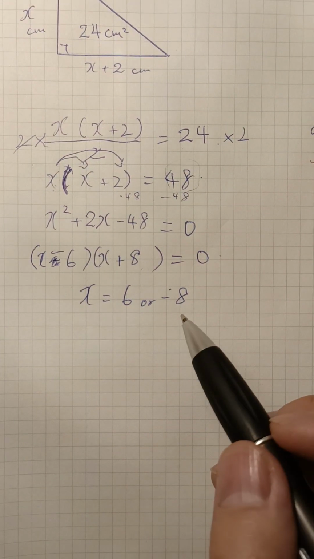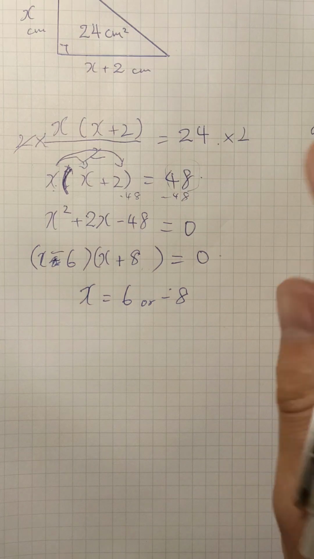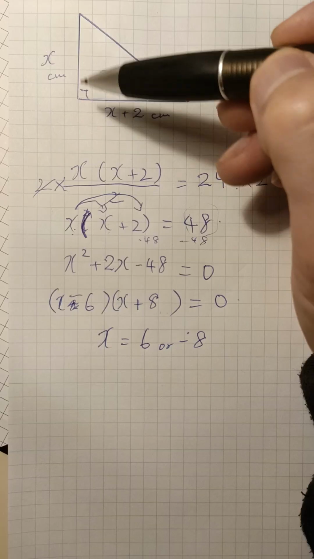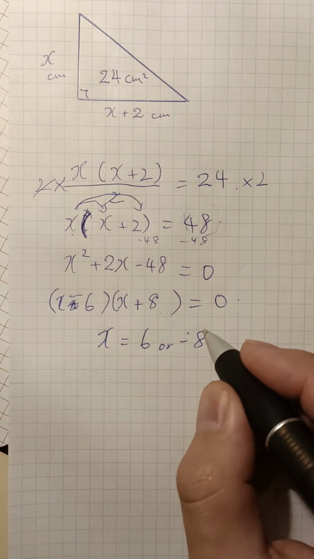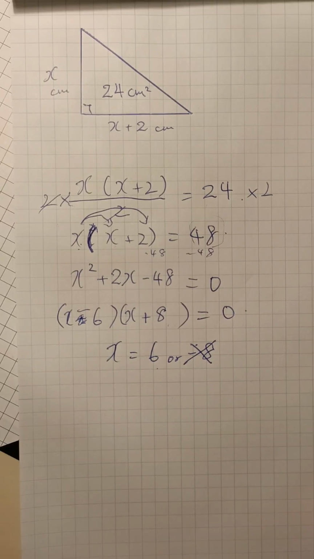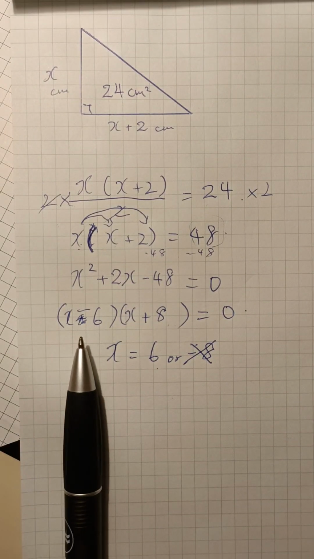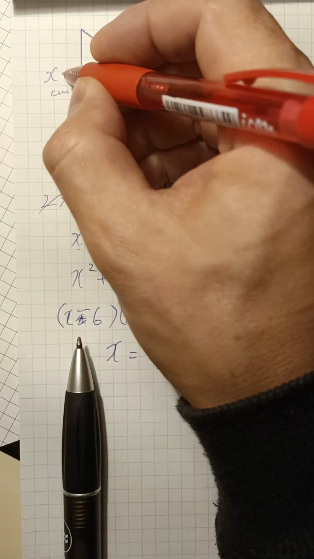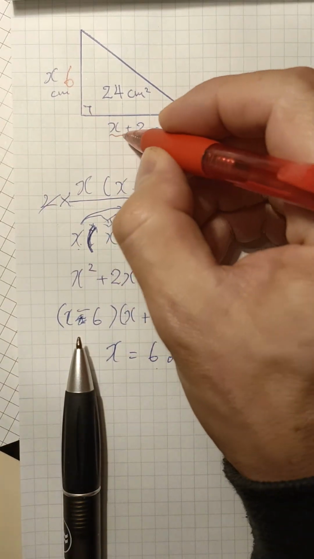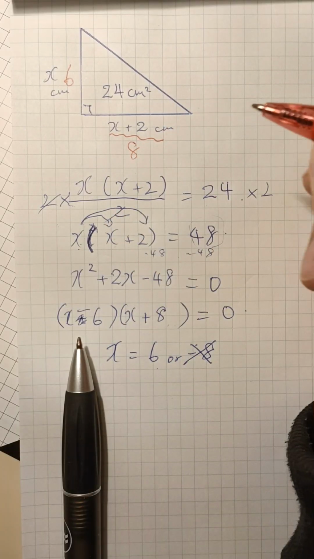However, negative 8 can't be the value of x because x is a length. We can't have a negative number, which means that x is 6. Then if you write 6 here, so x is 6, right? This is 6, which means this length is 8.